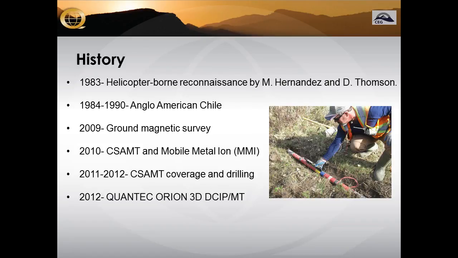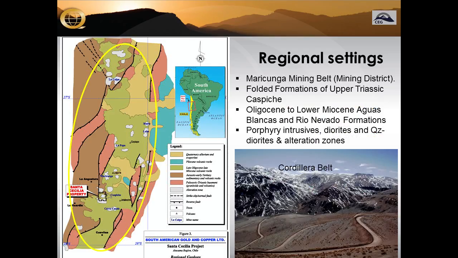I'm not going to go through this. Ground mag was done. We'll show a little bit of that. CSAMT, and then the Orion 3D survey. It's in the Maricunga mining belt, very close to the Caspiche development right now, and other mines in the area.